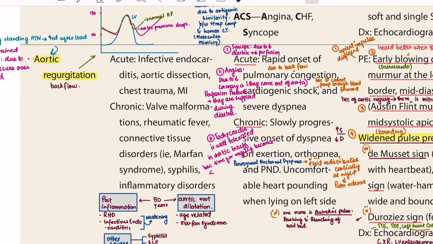The causes can be acute and chronic, or we can also divide it into age-related causes. If the patient is over 50, the cause can be due to aortic root dilatation. Aortic root dilatation occurs because of increasing age, and it can also occur in patients with Marfan syndrome.